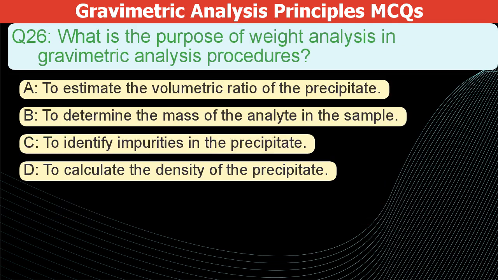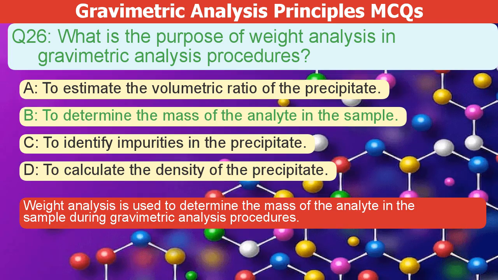What is the purpose of weight analysis in gravimetric analysis procedures? A. To estimate the volumetric ratio of the precipitate. B. To determine the mass of the analyte in the sample. C. To identify impurities in the precipitate. D. To calculate the density of the precipitate. The correct answer is B. Weight analysis is used to determine the mass of the analyte in the sample during gravimetric analysis procedures.